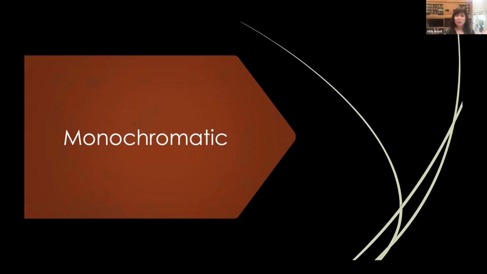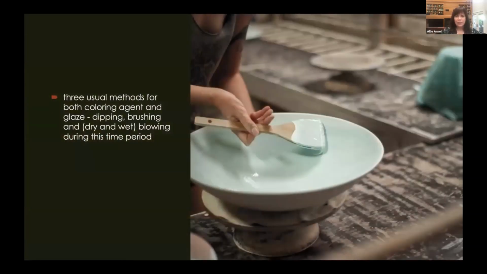So let's get started. We are going to be looking at 3 types of decoration that occurred in the Qing Dynasty. And these are actually decoration that occurred in other dynasties as well. We'll be looking at monochromatic works, we'll be looking at underglaze works, and then we'll also be looking at polychrome works. And for the most part, there are 3 methods for putting the glaze on a porcelain when it is a monochromatic work, and that is by dipping, brushing, and sometimes by blowing.